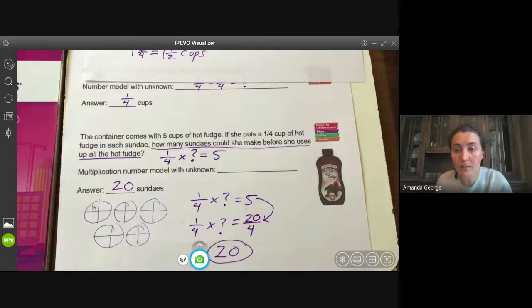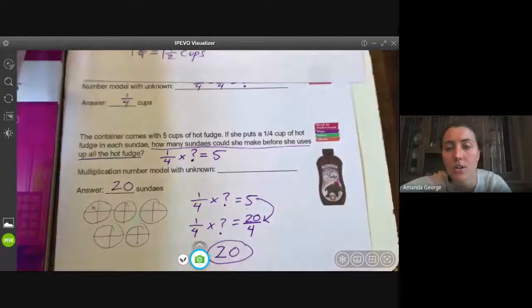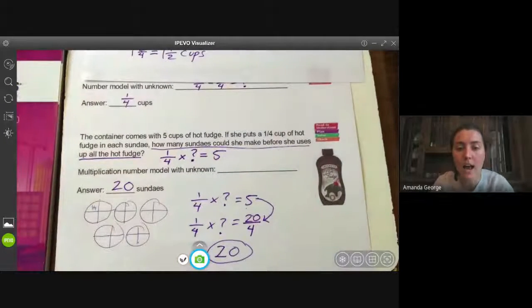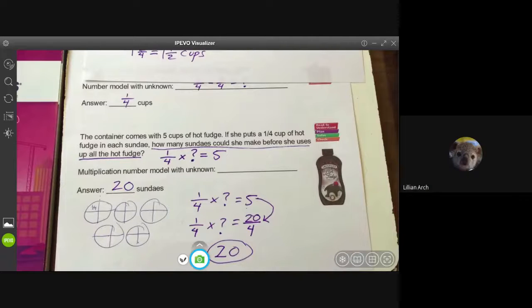So at this point, if you feel like you are confident at multiplying unit fractions and ready to go get started on the journal on your own, I'll have you unmute. If you would like to stay on and do some journal problems together, keep your screen muted, and we will do that in just a moment.